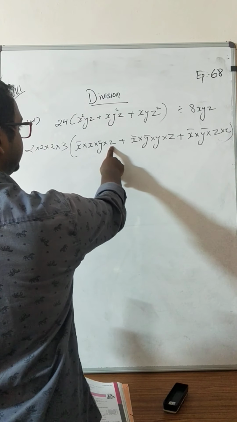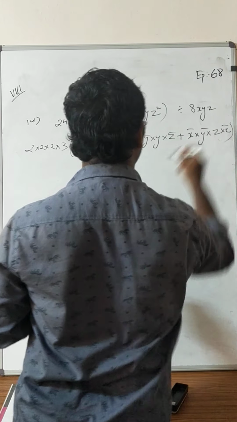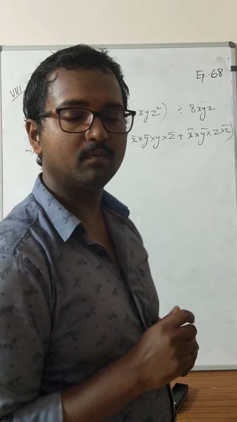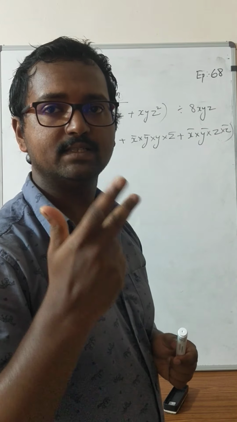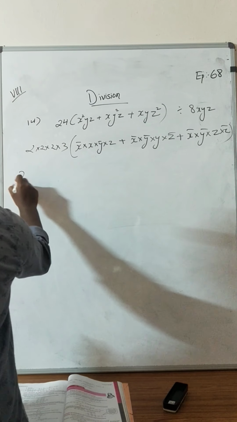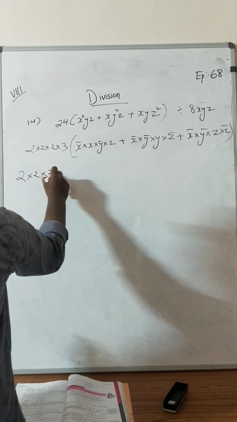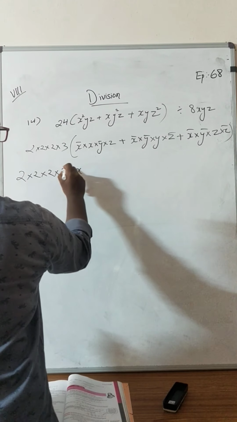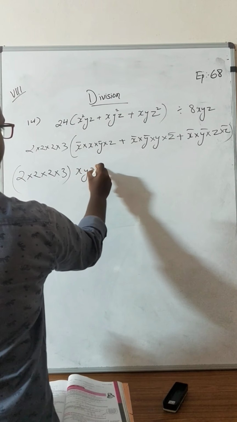We have one z here, one z here, one z here. So what can we take as common? We can take x, y, z as common. Okay. So 2 into 2 into 2 into 3. Then we are taking x, y, z as common.